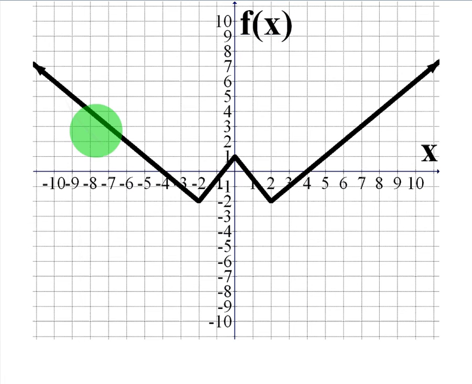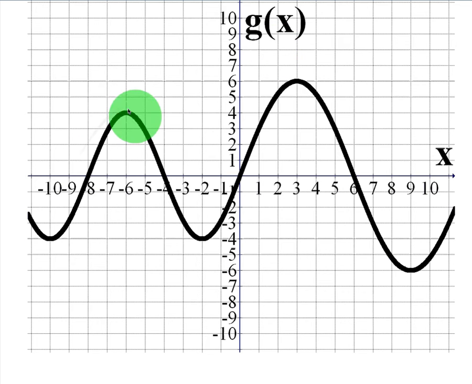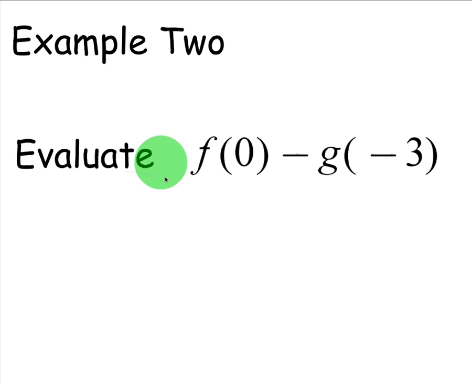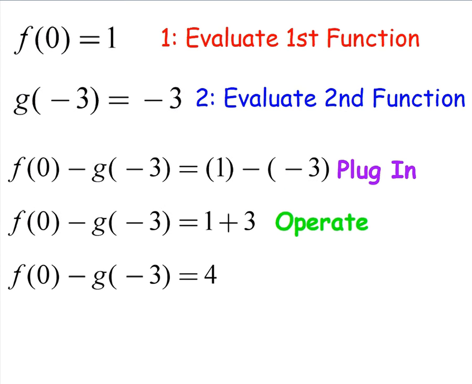Here we have the graph of f of x, again this weird shaped W, and here we have the graph of g of x, a strange looking wave function. For example 2, we're going to be asking what is f of 0 minus g of negative 3. So this time we'll be subtracting, but it's still the same steps, so let's go over those together.